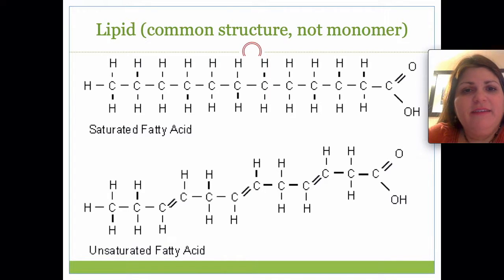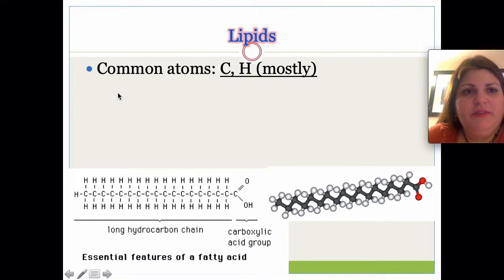They're called fatty acids. And what you'll probably notice is that there's a lot of carbon and hydrogen. So that's one of our defining characteristics of a lipid, is that they have mostly carbon and hydrogen. If you'll notice, there is a little bit of oxygen on the end. It's called a carboxylic acid group. We talked about that in class already, where it's a functional group.